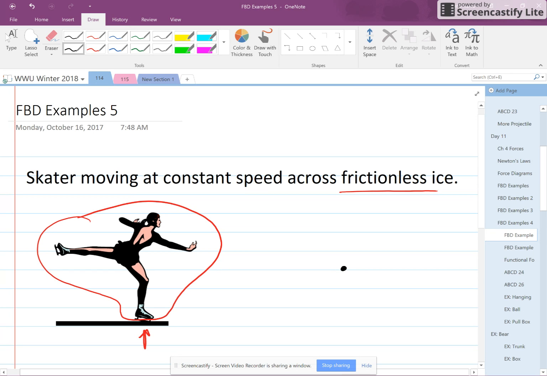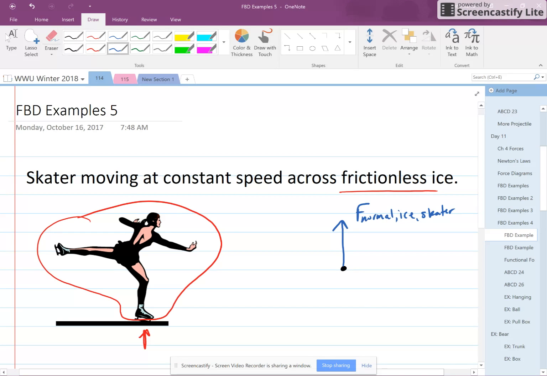So for that point, there would need to be a normal force acting upward. That normal force is being done by the ice on the skater. And that's the only contact. Sometimes when we have contact between a surface, there is friction parallel to the surface of that object. But since the skater is traveling with a constant speed on frictionless ice, there are no horizontal forces.